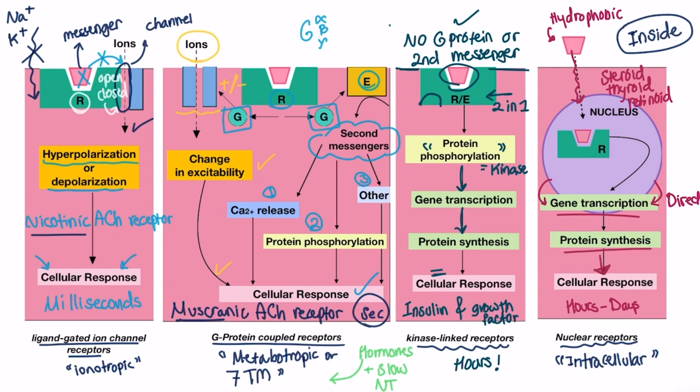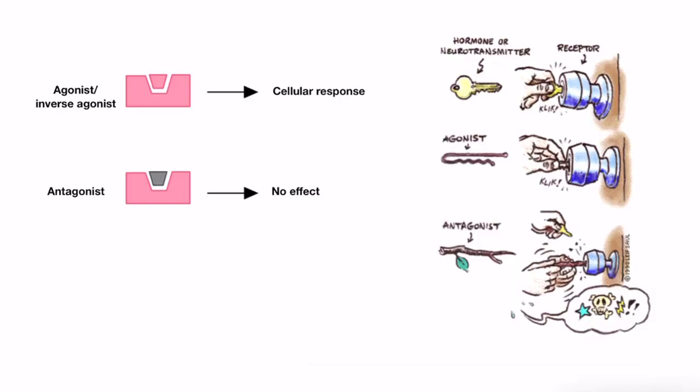This was an overview of these 4 types of receptors. Now let's see how our drugs can work on receptors. Any drug that works on a receptor can be either an agonist, inverse agonist, or antagonist. An agonist is when our drug binds to the receptor binding site where the endogenous chemical messenger usually binds and induces a cellular response. So there is an outcome.